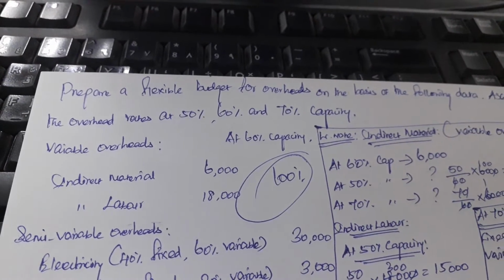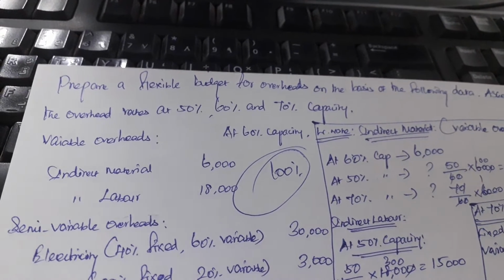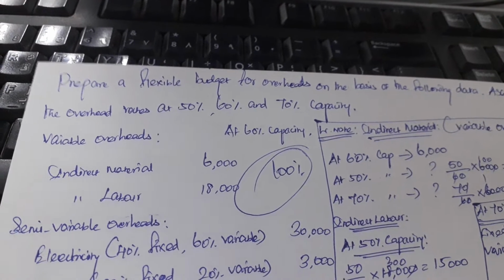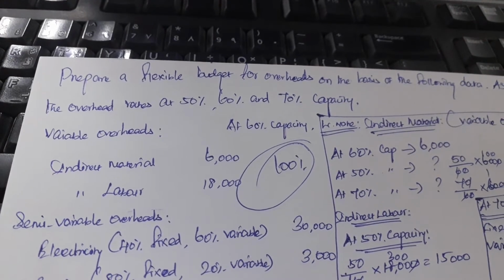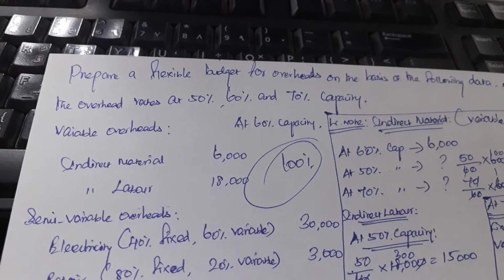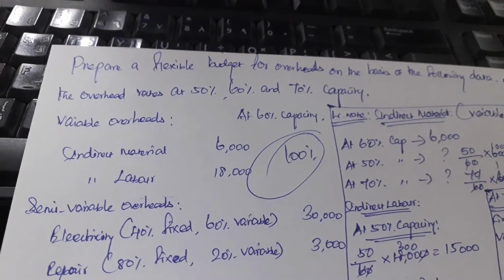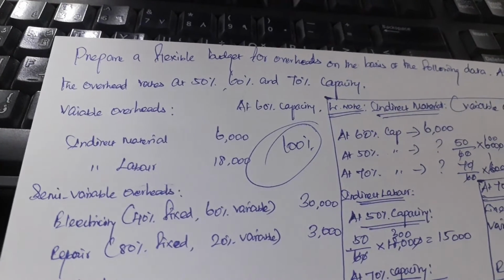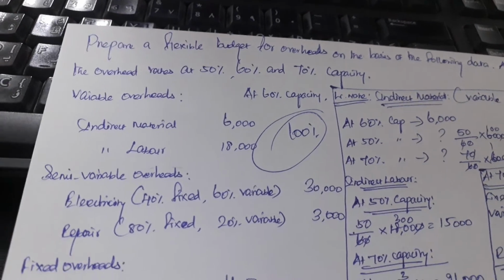Today's topic is all about how to prepare a flexible budget. First of all, we look at the meaning of a flexible budget. Budgets are classified according to flexibility. We have two types of budget: one is the fixed budget, and the second one is the flexible budget. A fixed budget is prepared for one level of activity. If you want more than one level of activity, we use a flexible budget.